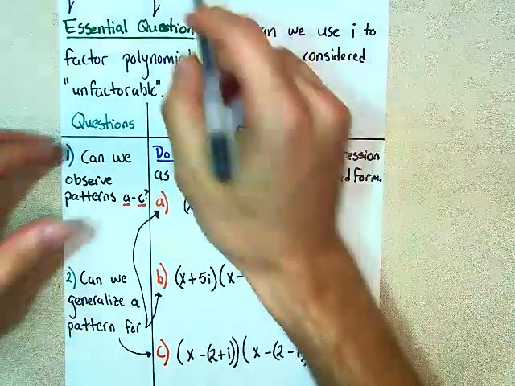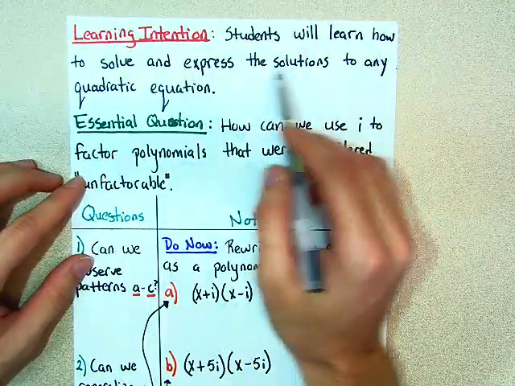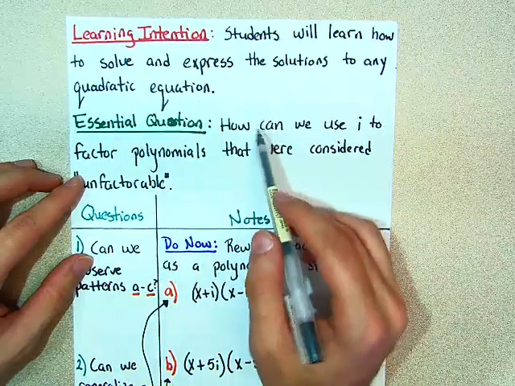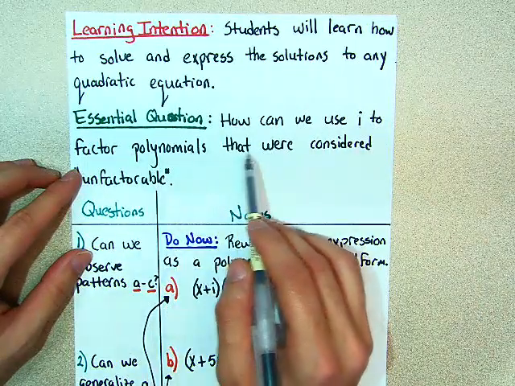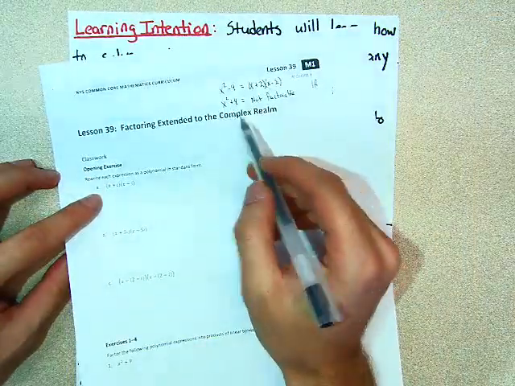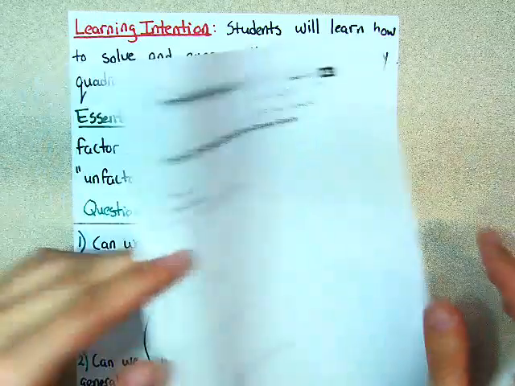Okie dokie. So let's say you're coming back to the video. Let's just read the learning intention together. Here it says, students will learn how to solve and express the solutions to any quadratic equation. The EQ will be, how can we use i to factor polynomials that were considered unfactorable? Like here, how can we use this i to factor something like this, x squared plus 4?